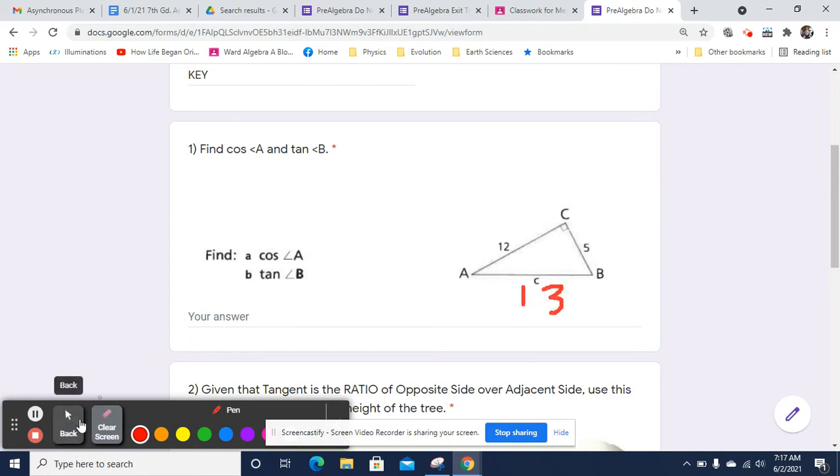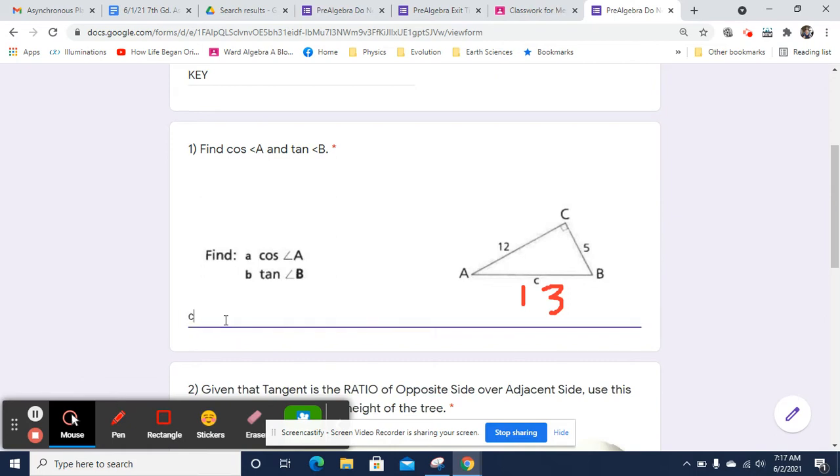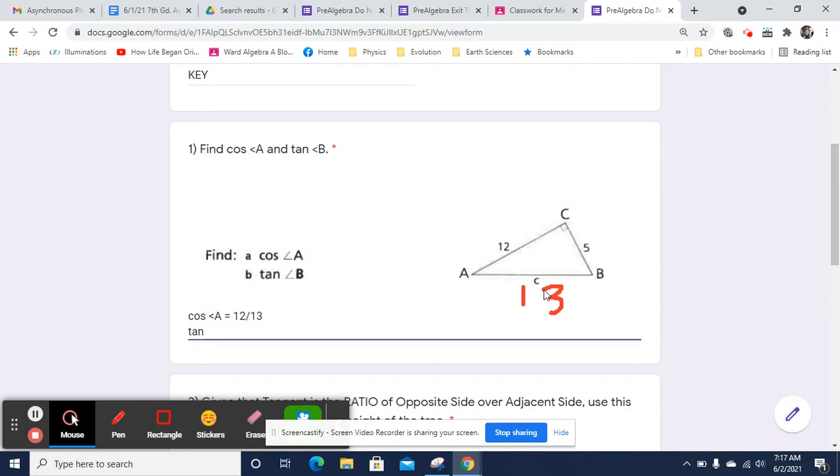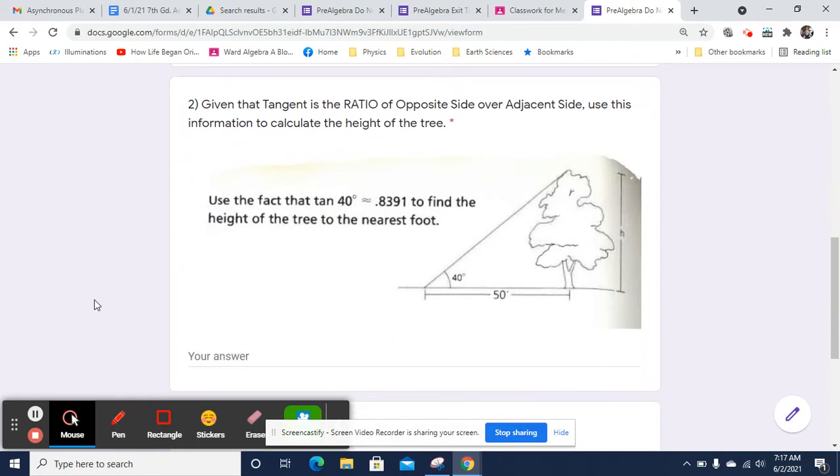So the cosine of angle A is going to equal the adjacent side, which is 12 over 13. The tangent of angle B is going to equal, well, let's find angle B. Tangent is opposite over adjacent, so it's going to be 12 over 5. And that is that.